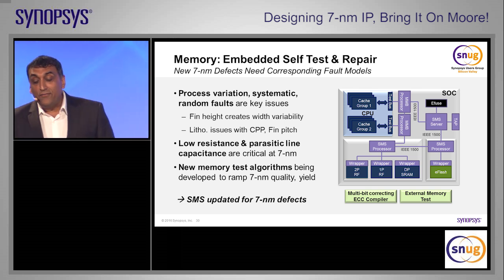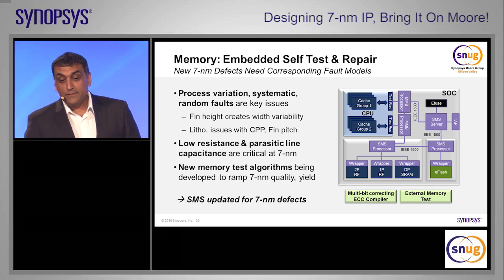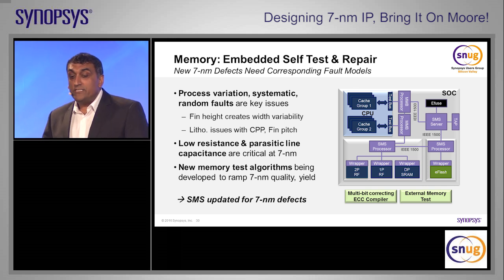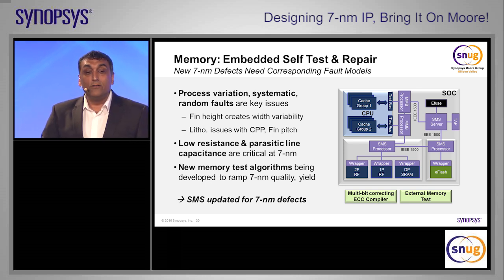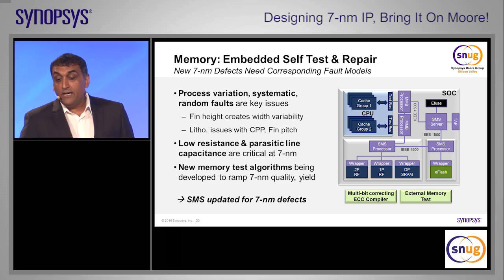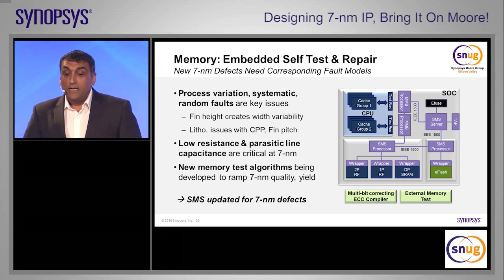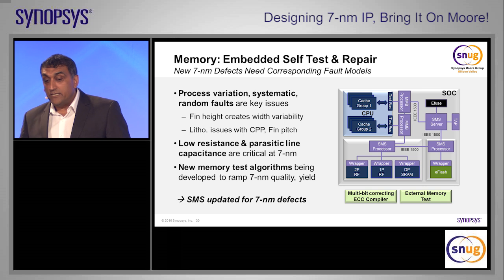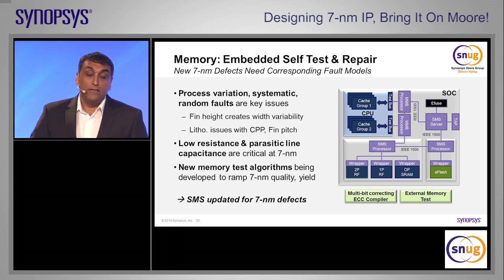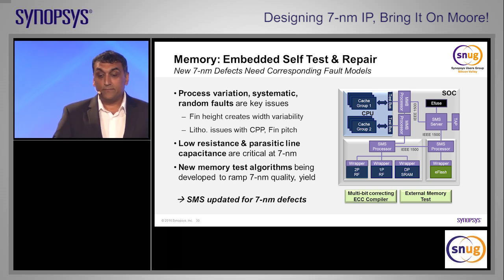You've got lithographic issues with the contacted poly pitch and the fin pitch. Okay? The resistance and the parasitic line capacitance also are very different compared to 10 nanometers, and they're very critical at 7. And so these are modeled in the fault repair technology. And so all of these things have been implemented in a test algorithm, and they're helping to ramp 7 nanometer technology with quality and yield.